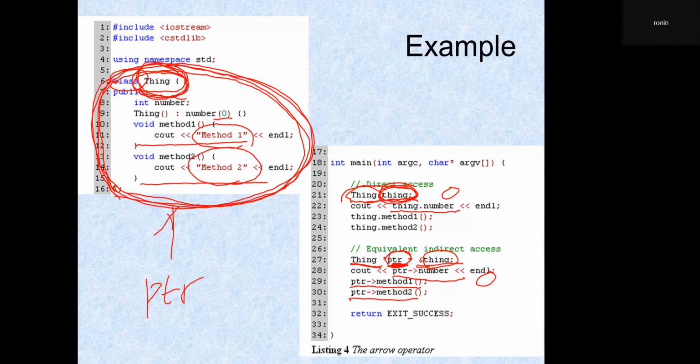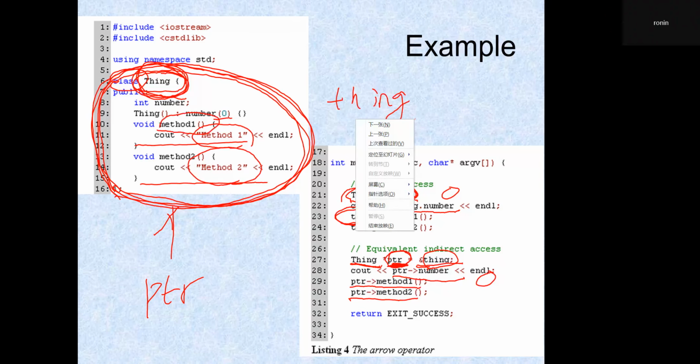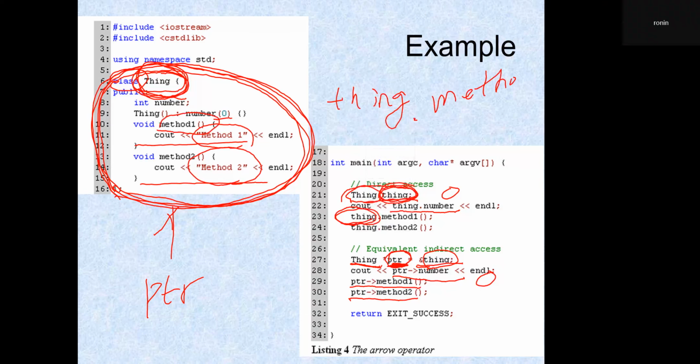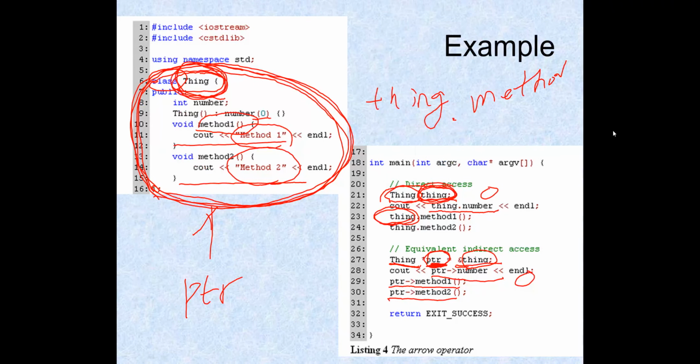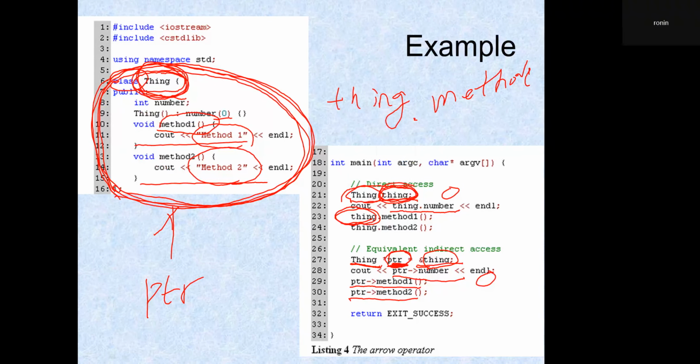Notice that thing is an object, so when we want to call its function, it should be thing dot method one. Look, thing dot method one calls a thing's member function. Thing is an object, dot, member function. Here, ptr is a pointer.